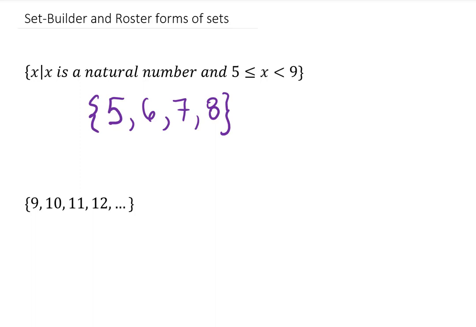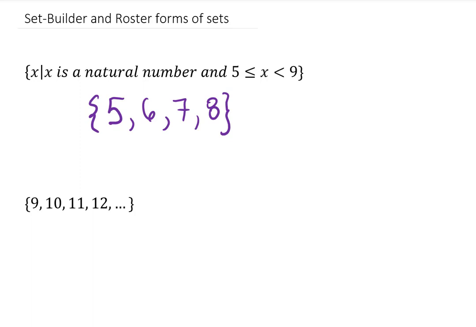And that's roster notation. We took the set builder, which described it as a rule, and then we made the class roster, right? We told you the elements that are actually in the set, 5, 6, 7, and 8. So the bottom example is written in a roster notation. It listed the actual elements that are in the set.